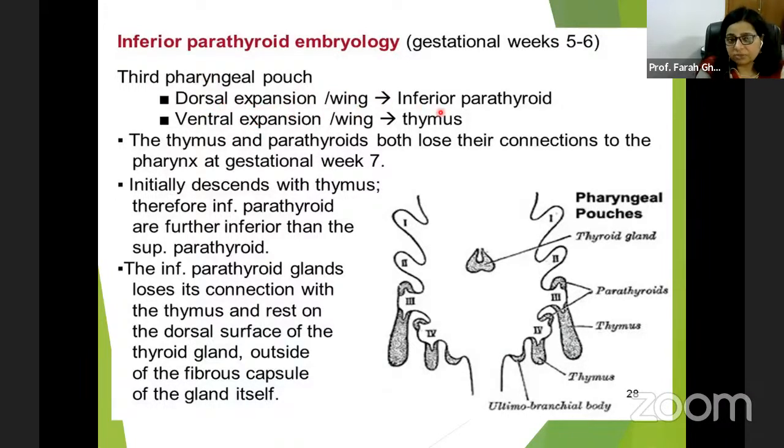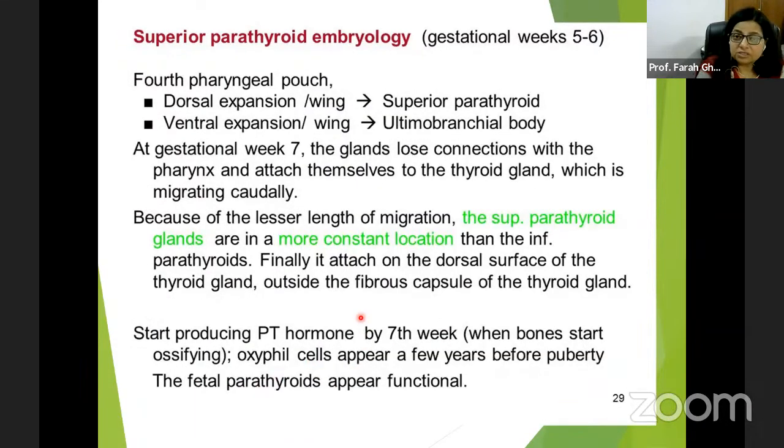dorsal wing की expansion से inferior parathyroid बनता है और inferior parathyroid अपना कनेक्शन थाइमस से लूज करने के बाद dorsal surface of thyroid gland outside the fibrous capsule gets arrested. Superior parathyroid, again 5 to 6 gestational weeks, मतलब 5 to 6 weeks of intrauterine life. फोर्थ फेरेंजियल पाउच से डॉर्सल विंग से सुपीरियर पैराथायरॉइड बनता है, और ये अपना कनेक्शन 7th वीक पे लूज करके कॉर्डली माइग्रेट करके अपनी पोजीशन पर पहुंच जाता है. It starts producing parathyroid hormone by 7th week when bones start ossifying, and fetal parathyroids appear functional.